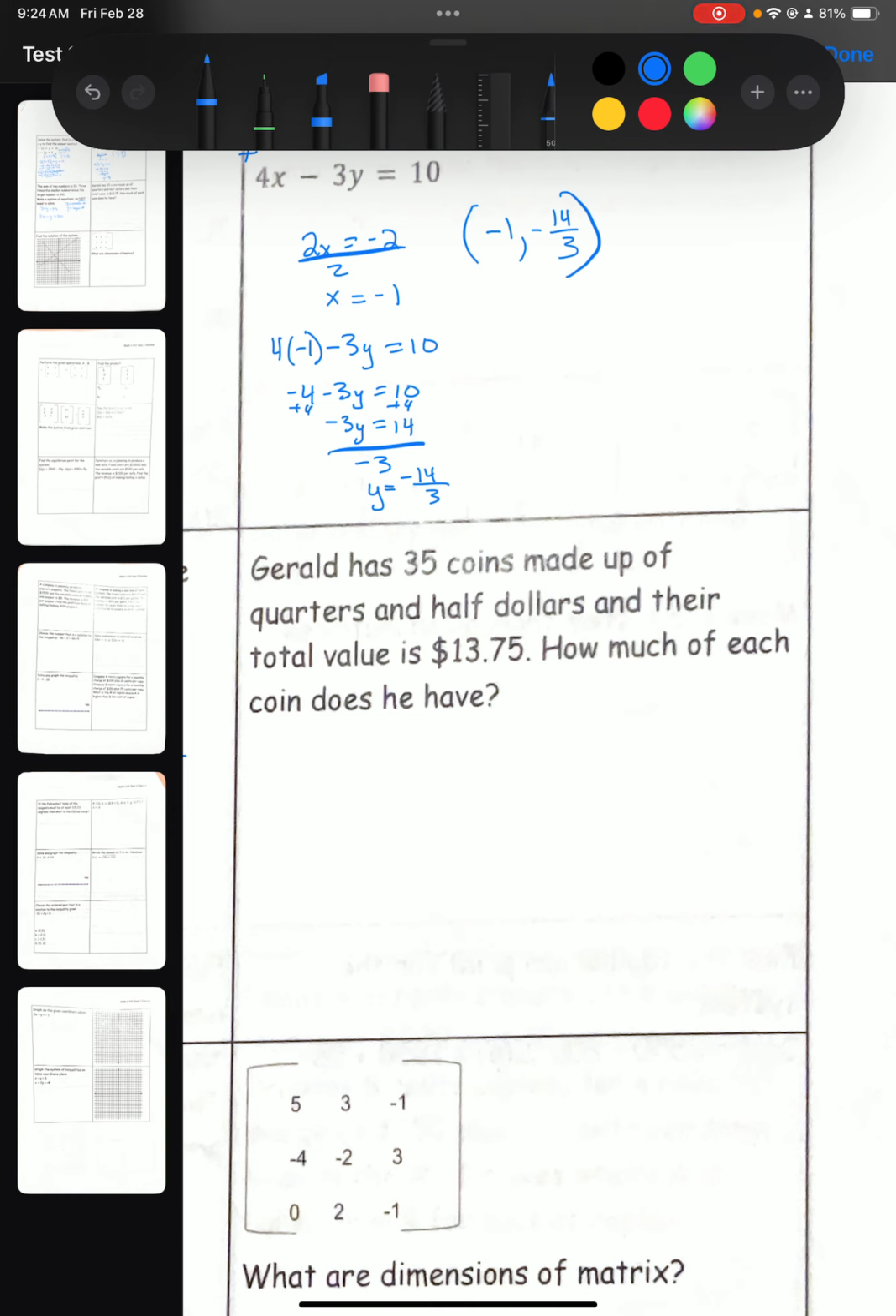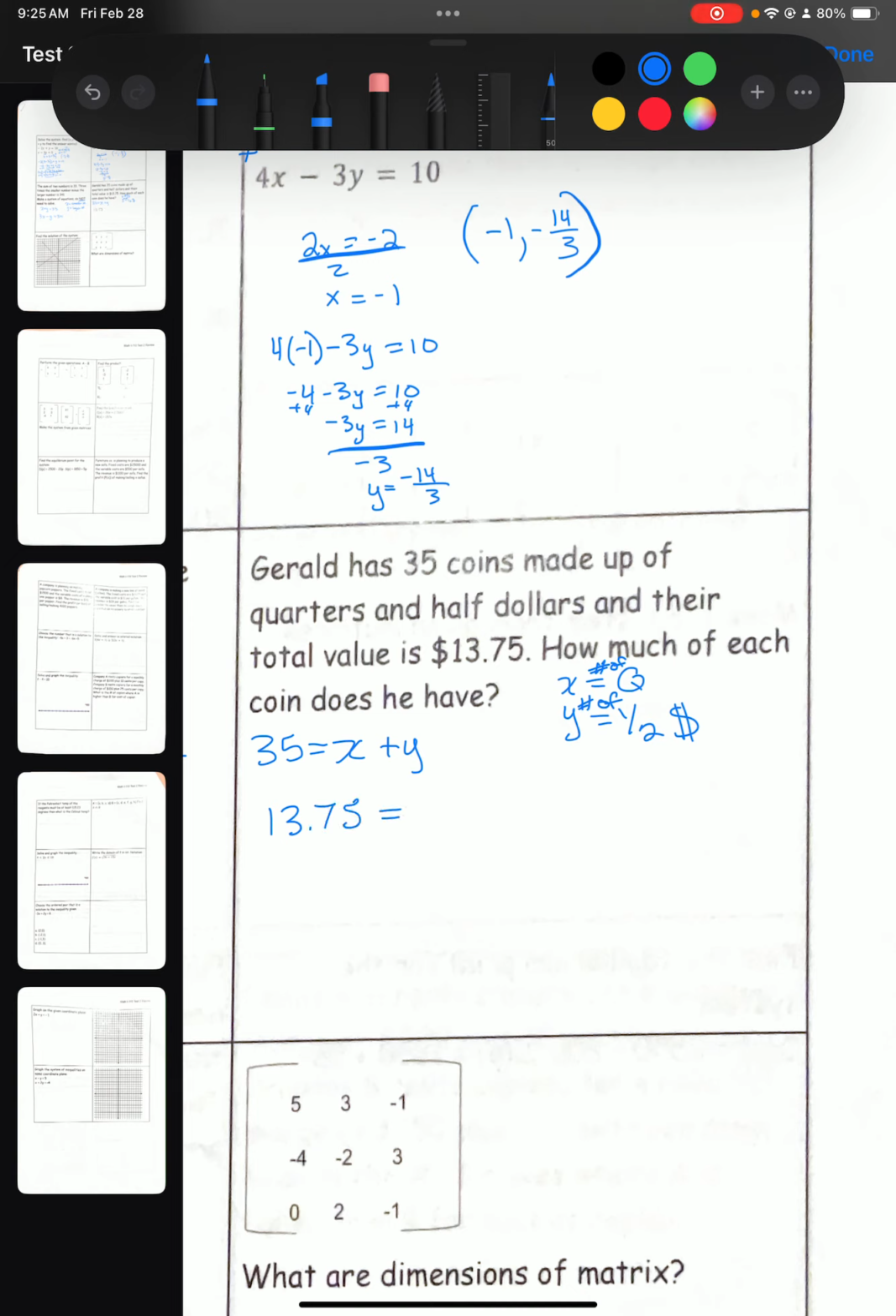So I'm going to have my x as the quarters, and my y as the half dollars. What we know is we have 35 coins. So the number of coins, I guess it's the number of quarters, sorry, number of these, that's what we'd be counting. So that's x plus y, right? Number of quarters plus the number of half dollars. Then we're given a total of $13.75.